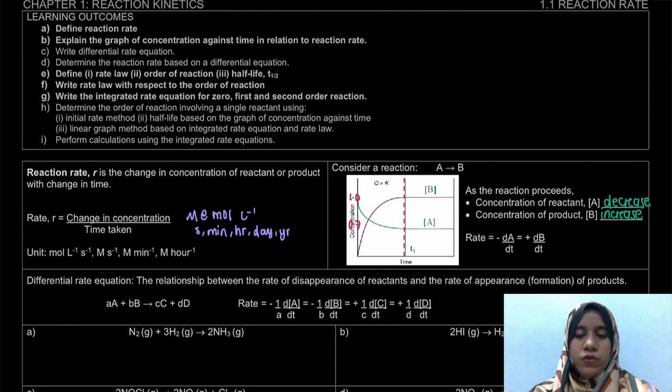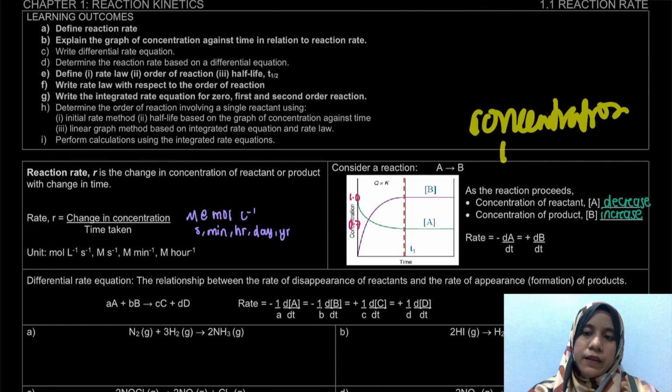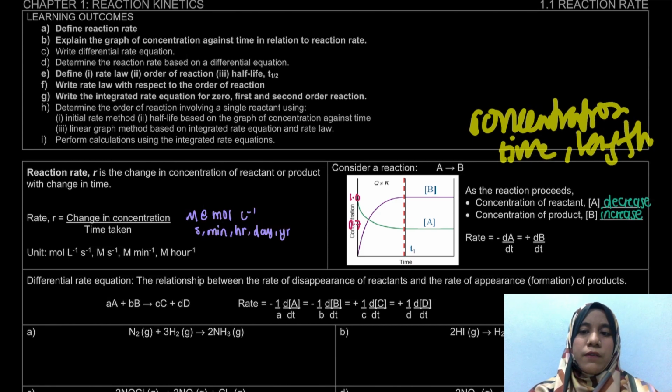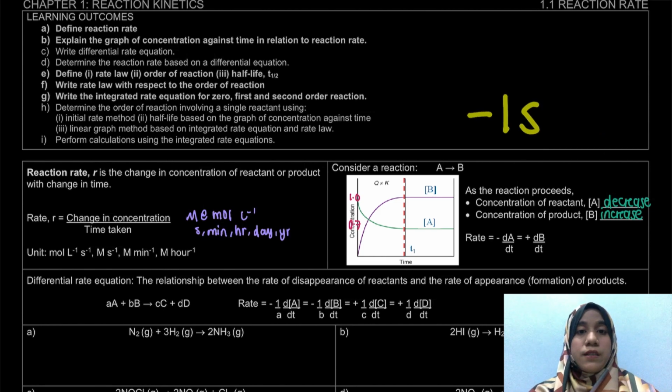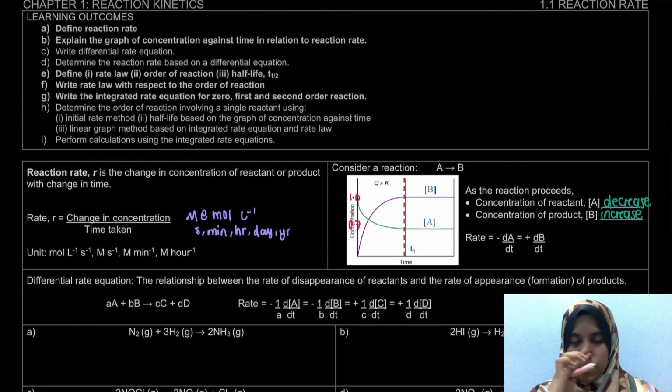Because for time and length, there is no negative value, right? For example, there is no negative 1 second, you can only see 1 second. The same goes for concentration. Concentration will always be a positive value. The negative sign is just to show that the concentration decreases. So negative dA over dt is equal to the rate, which is positive dB over dt. The positive sign shows that the concentration is increasing, so you have to include the positive sign.